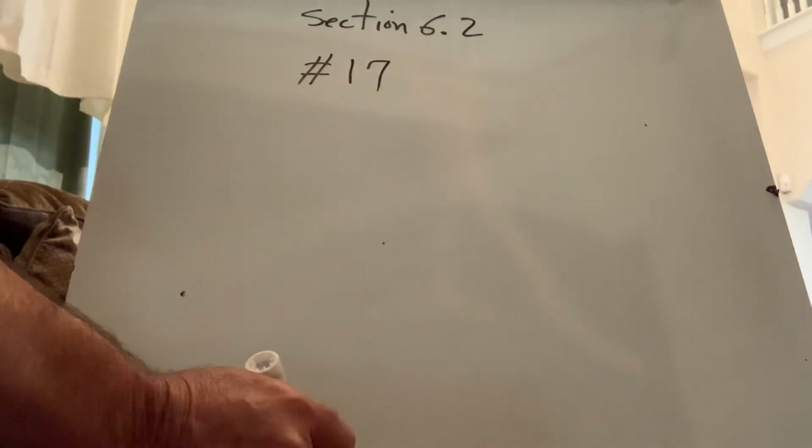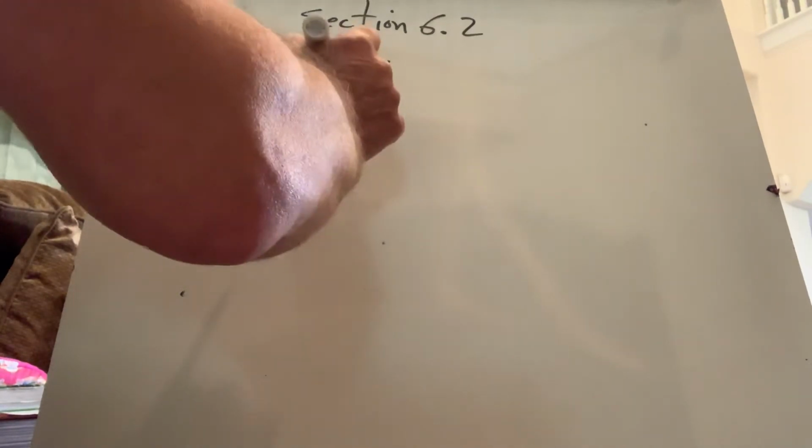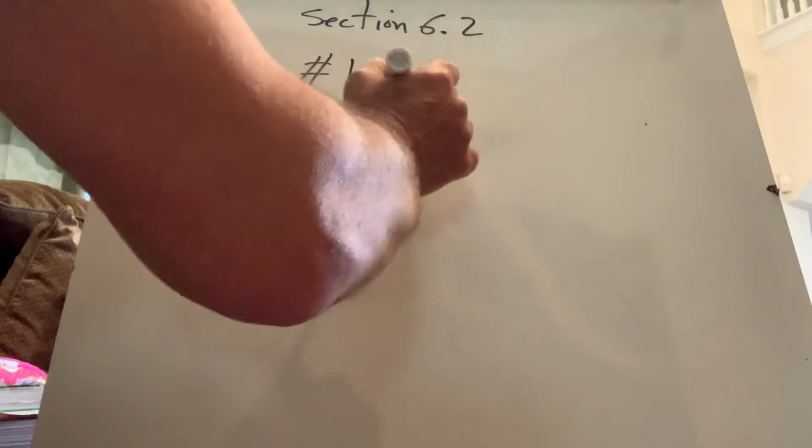So number 17 is asking us to solve for x. So here's our first equation. I'll see if I can do both of them for you. Hopefully the video won't stop on me. So we have x plus 2 1/2 equals 3 1/3. So this is a linear equation.